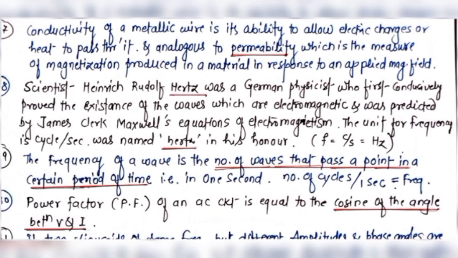Frequency of a wave is the number of waves that pass a point in a certain period of time, that is, in 1 second. That is, the number of cycles in 1 second is equal to frequency. Power factor of an AC circuit is equal to the cosine of the angle between voltage and current.